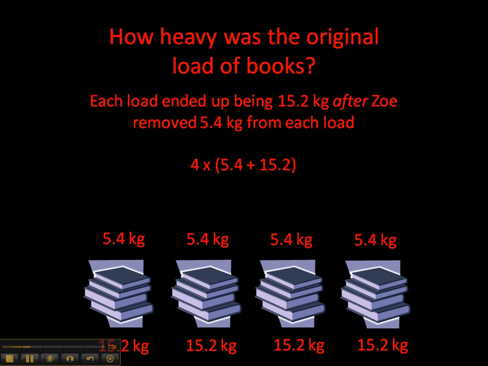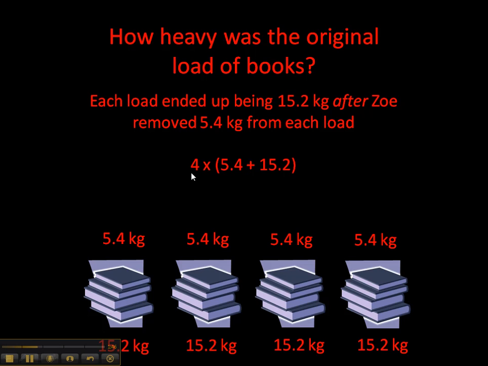And so what I've done is I've created the formula here for you. We're going to add the amount we took away from each pile back onto the amount that we know it weighs. So 5.4 kilograms plus 15.2 kilograms. Then we know there's 4 piles of books in total, so we're going to multiply that total by 4. That's why we need the parentheses.